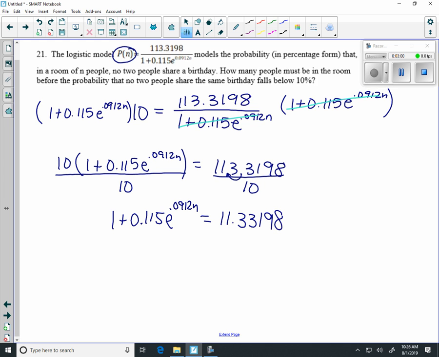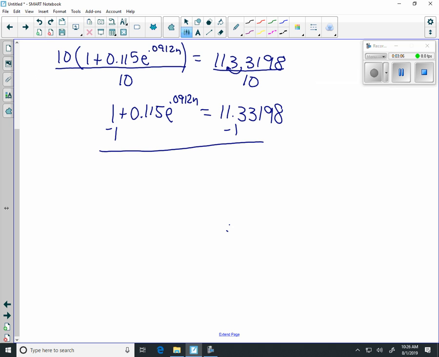The next thing I'm going to do is subtract 1. This time I don't have any fractions to deal with, so that's kind of nice. So I end up with 10.33198 here. Again, I'm going to let my calculator round. I'm going to try to do as little rounding as possible.